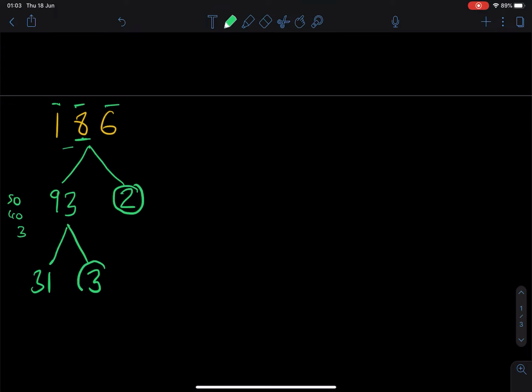Are both of these prime numbers? 3 definitely is. And 31 is. 31, I cannot break it down any further. So 186 is 31 times 3 times 2. And there's no other way to write this down, so I leave it as 31 times 3 times 2. Okay, just one more thing.